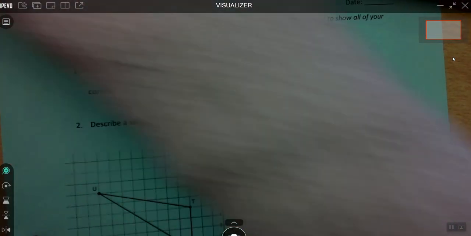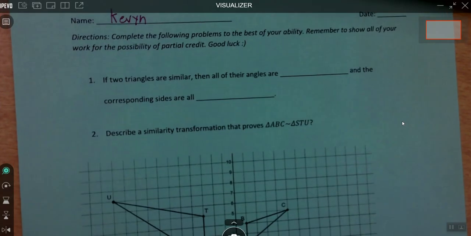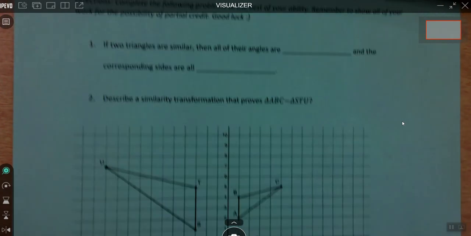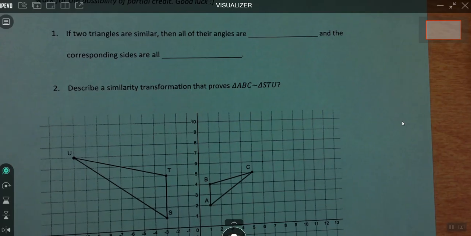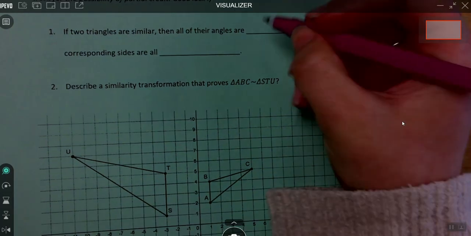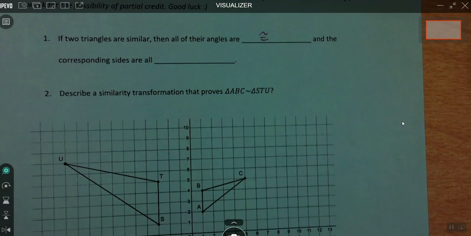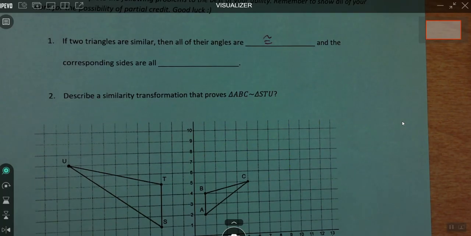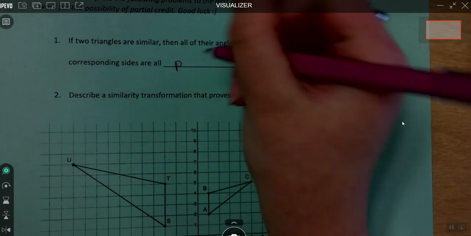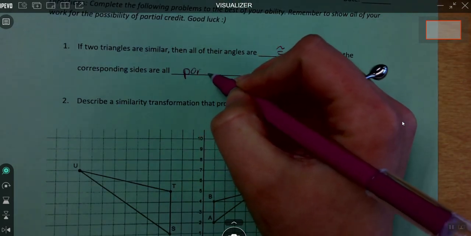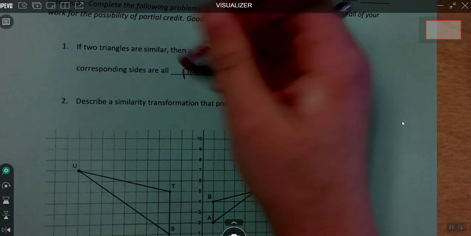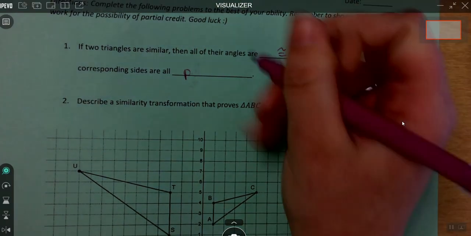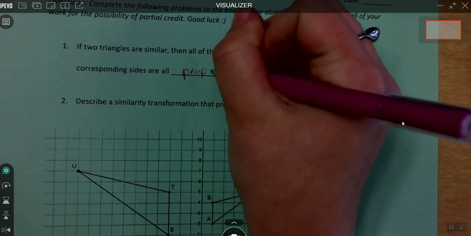Okay, let's do the quiz first. This is Kevin's quiz because he didn't take it. If two triangles are similar, then all the angles are congruent, I'm just going to do the symbol. And the corresponding sides are what? Yes. I was very nice and gave you half points if you said similar, because at least you didn't say it was congruent. But they are proportional, not similar. The triangles might be similar.